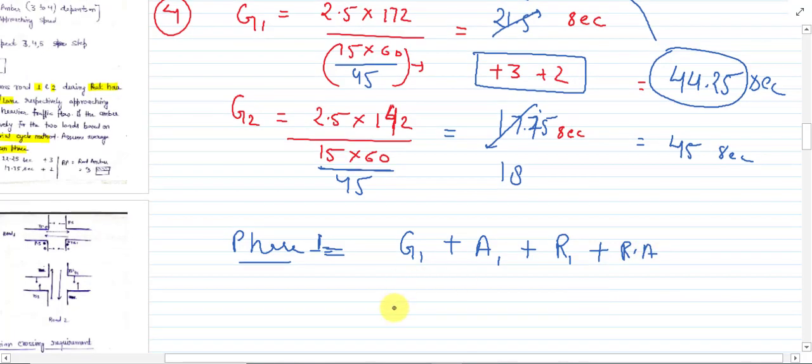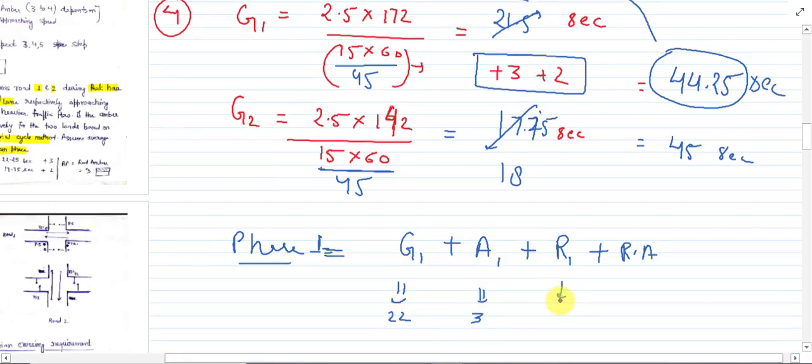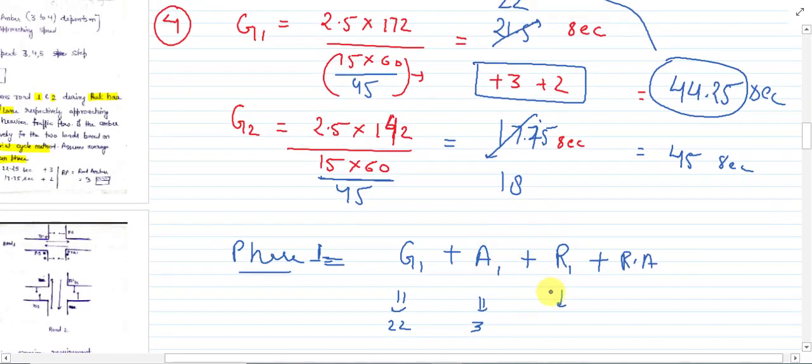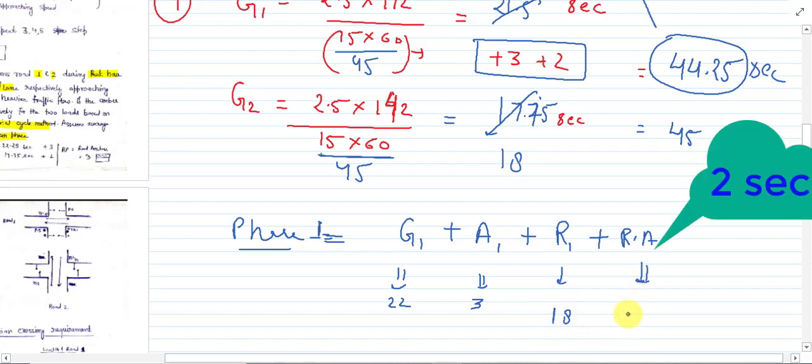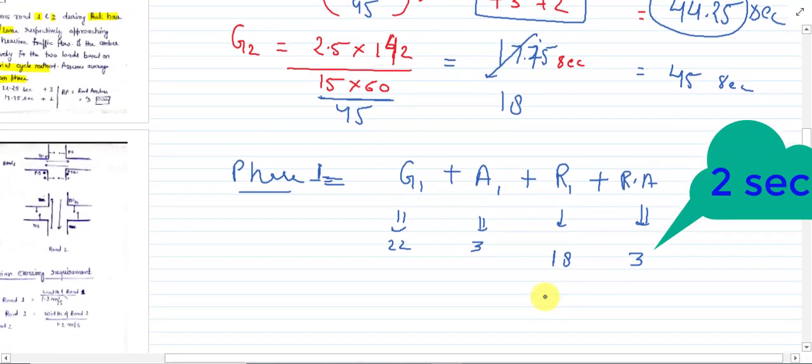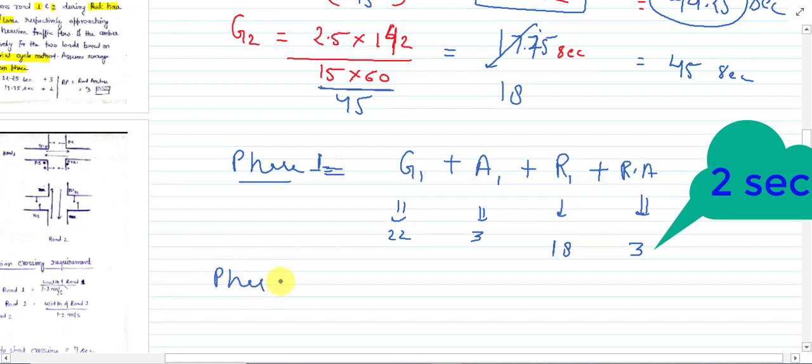Okay, and it will be equal to 22, and this is equal to 3 second. This red time is equal to the green time of the other route, which is 18 second, and red amber time is taken as 3 second. Or we can say this is phase 2, which gives the information for road 2 vehicle.